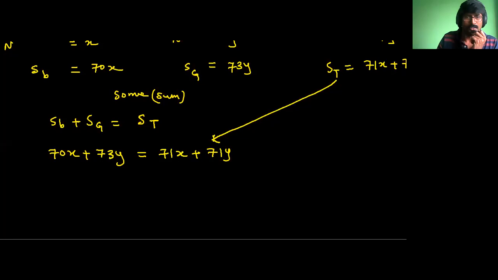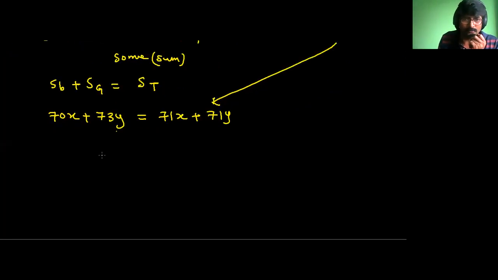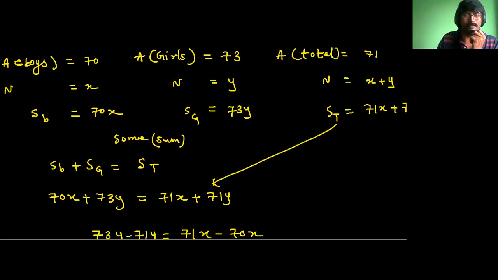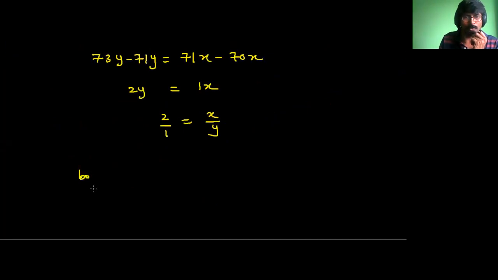Now I hope you understood. Now what is to be done? You just have to solve it. 73Y minus 71Y is equal to 71X minus 70X. So this will turn out as 2Y equals 1X. That means if we are supposed to calculate X upon Y, I'm taking this Y down, so this 1 will come down. So 2 upon 1. The number of boys is to the number of girls is 2 is to 1.